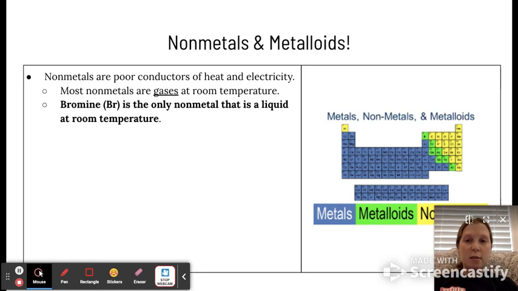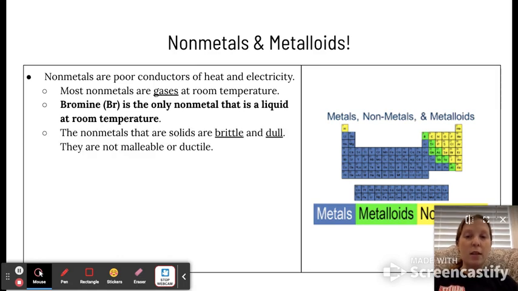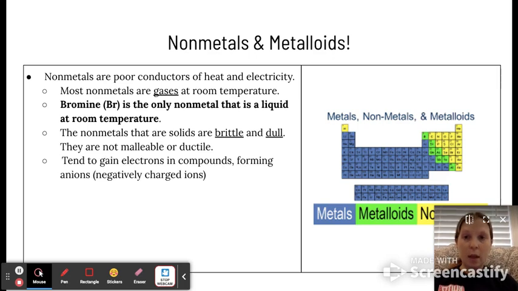So bromine is our only nonmetal that is liquid at room temperature, and it's a very bright red liquid. And then the ones that are solid are brittle and dull. They are not malleable and ductile. They will shatter when you hit them. Carbon is an example of this. Nonmetals also tend to gain electrons in compounds, so they form negatively charged ions, which are called anions.